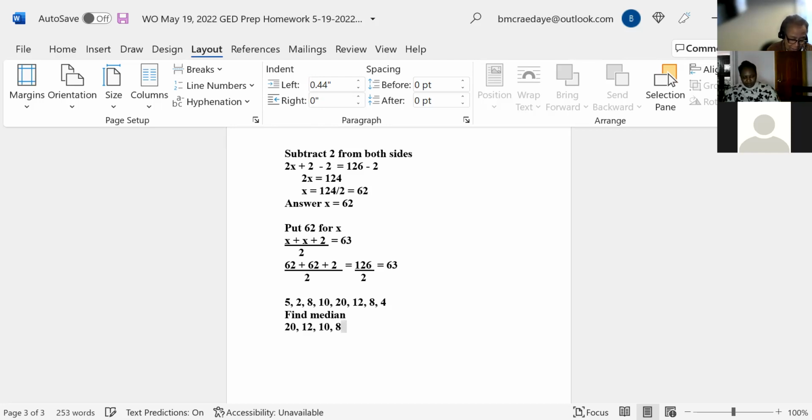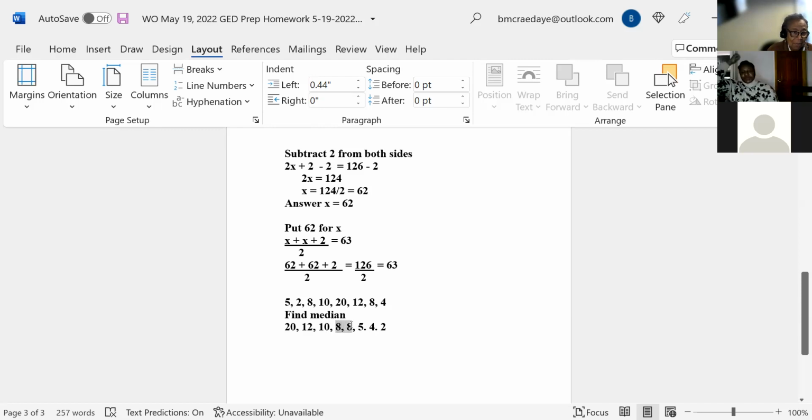8, and you had another 8, and 5, and 4, and 2. Now, Michelle, which 2 numbers are in the middle? The 8. Okay, let's put 8. Okay, so those are the 2 numbers in the middle right here.